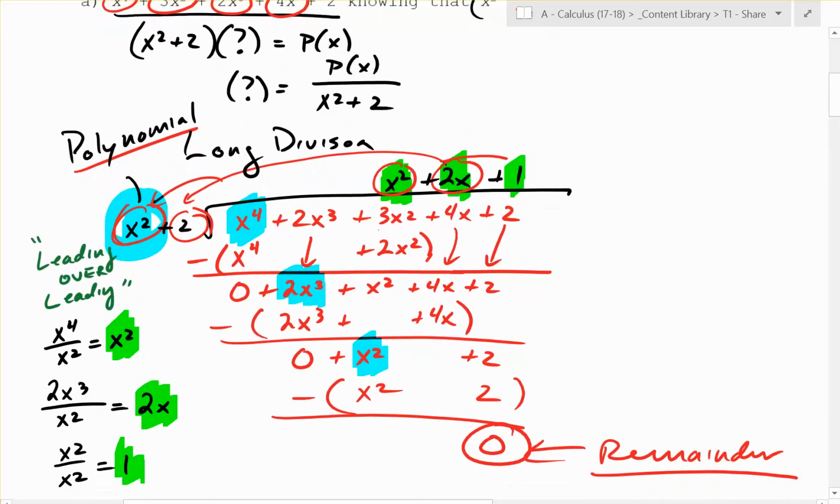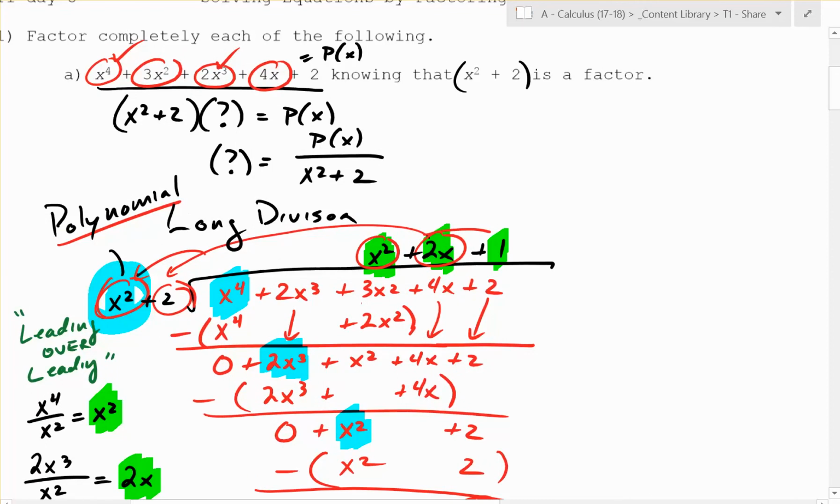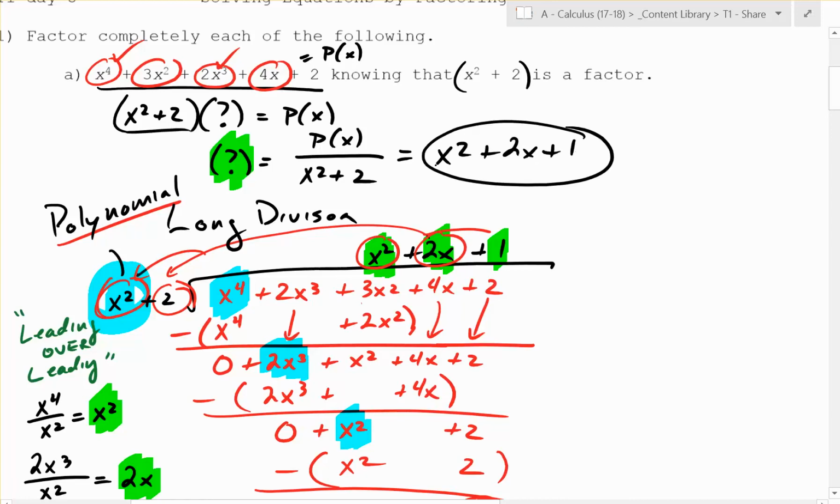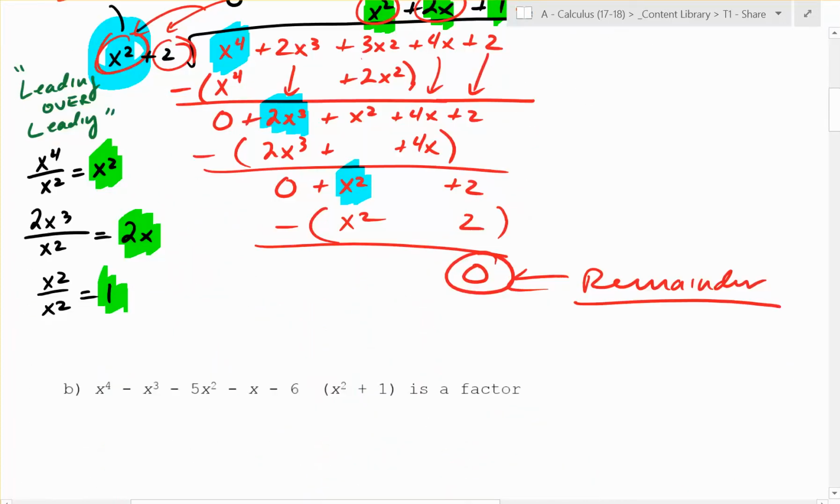So what does this tell us? It tells us that this question mark that we were searching for right here is equal to x squared plus 2x plus 1. It tells us that this times x plus 2 is that big polynomial right there. Again, if you know something is a factor, when you divide it into the other thing that you know it's a factor of, the remainder should be 0.